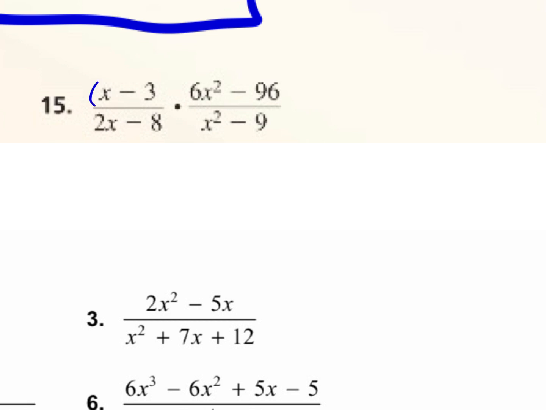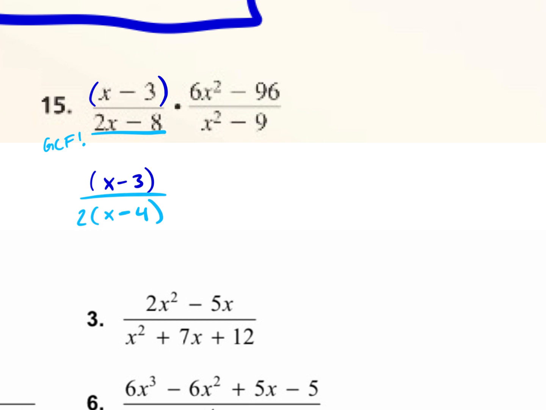The top here is already factored for us, so it's just x minus 3 on top. How could I factor the bottom? We do what? So what did you do? We took out the GCF. So our GCF was 2, so we just divided it out and put it in front.